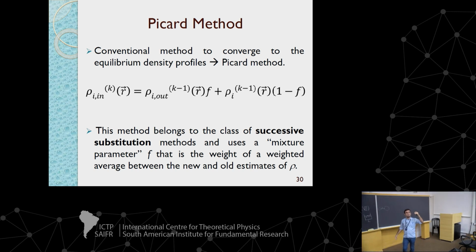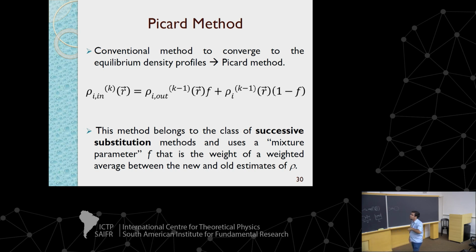It means that we are considering only a small fraction of the new solution and mixing it with the old solution so that we can get convergence. So sometimes it's not so easy to obtain this convergence. It's a kind of successive substitution method.